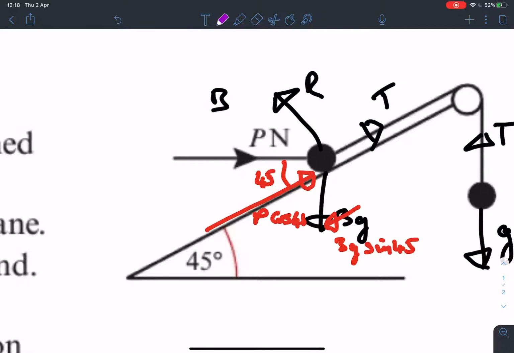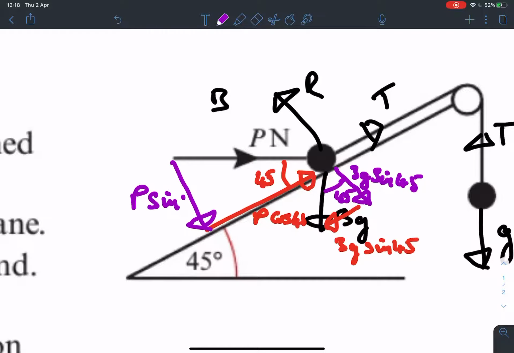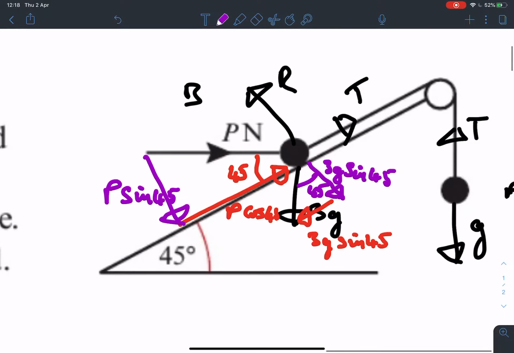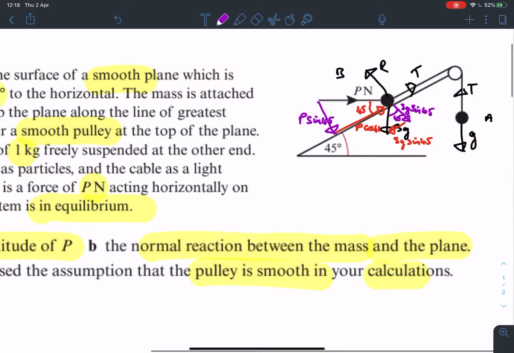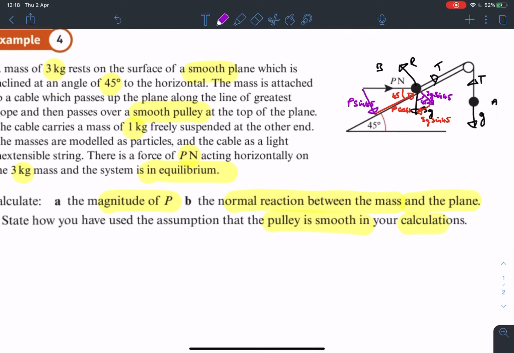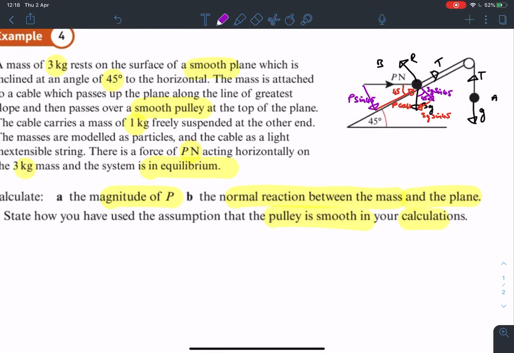Perpendicular to the plane, that angle in there we've already said is 45, so this will be 3G cos of 45, and here we're opposite the angle again, so this is P sine of 45 degrees. Okay, so hopefully now we can use that to help us with the question.